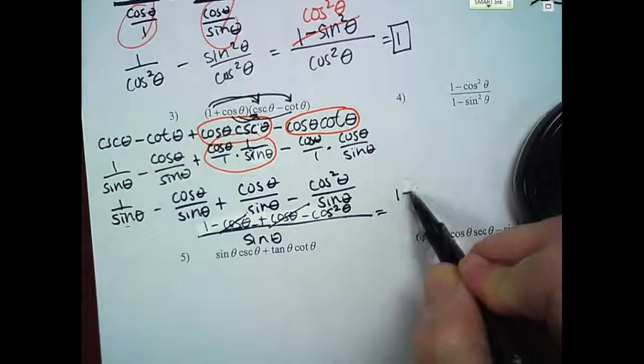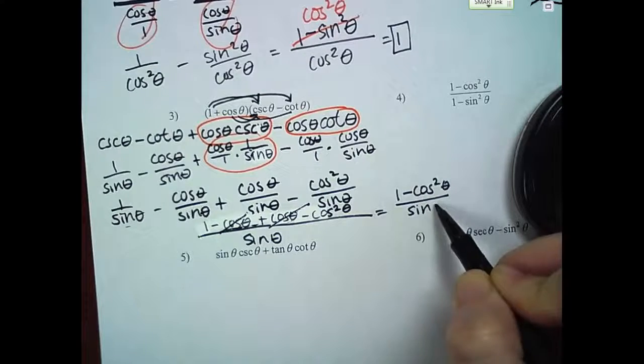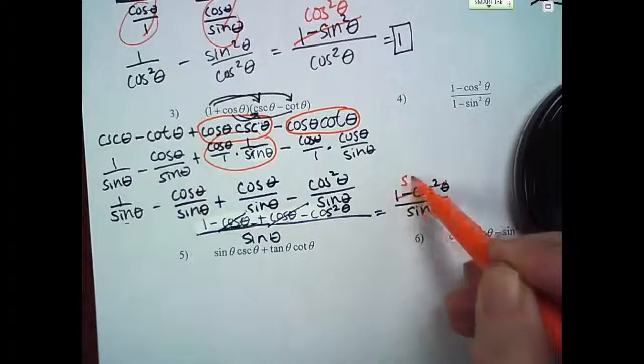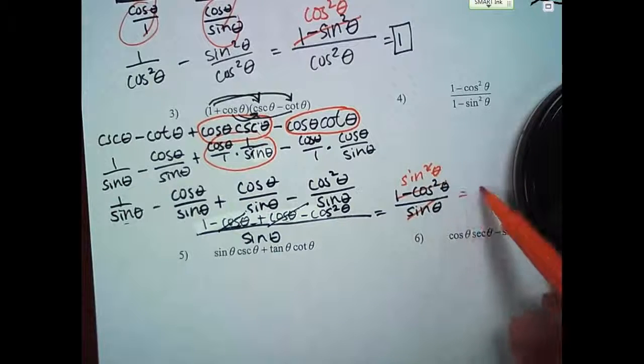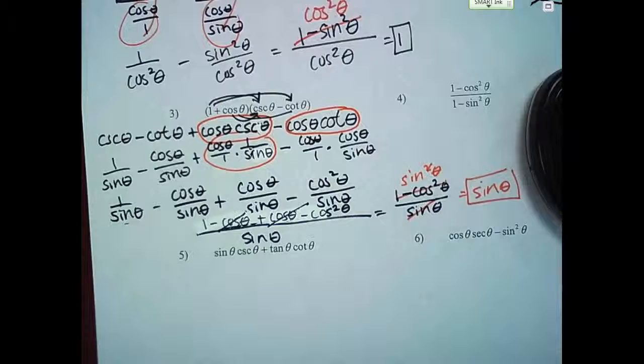So now I'm at 1 minus cosine squared of theta over sine squared of theta. What is 1 minus cosine squared of theta? Sine squared. So 1 cancels with 1, and what's the answer? Yay! Sorry that took you on a crazy detour. That was fun.